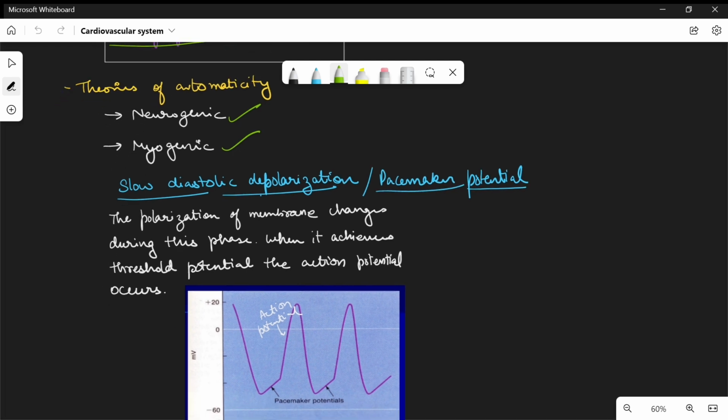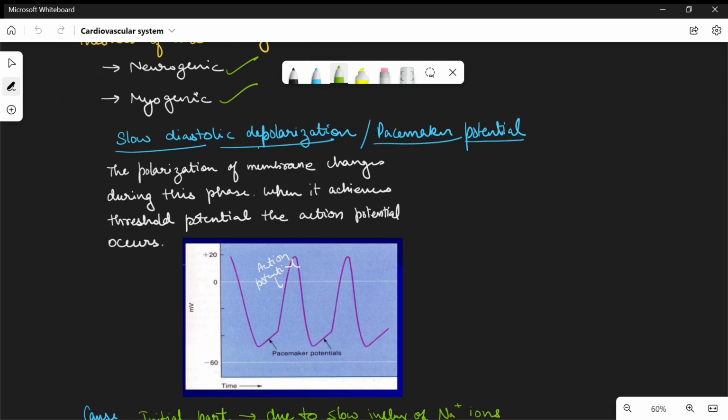Coming to the pacemaker potential or slow diastolic depolarization. The polarization of the membrane changes during this phase. When it achieves threshold potential, the action potential occurs. So this is the pacemaker potential here, and this is the action potential here. What is pacemaker potential? It is the unstable resting membrane potential in SA node. It is also called prepotential.